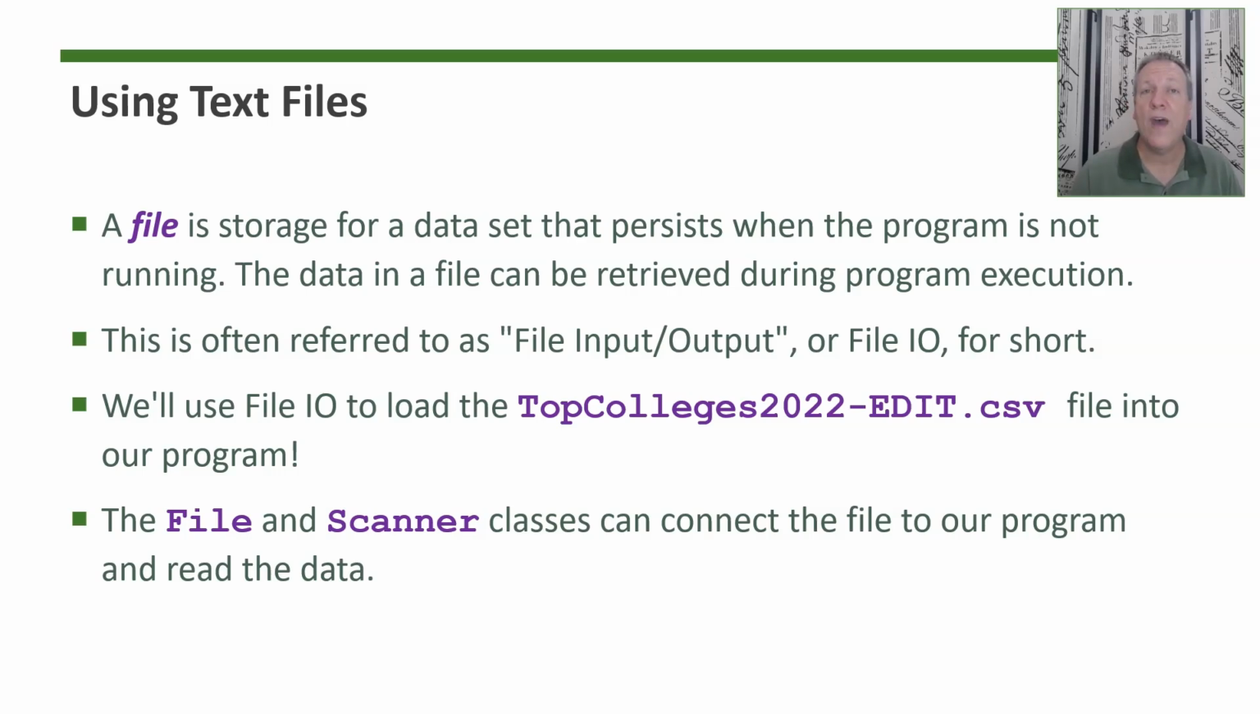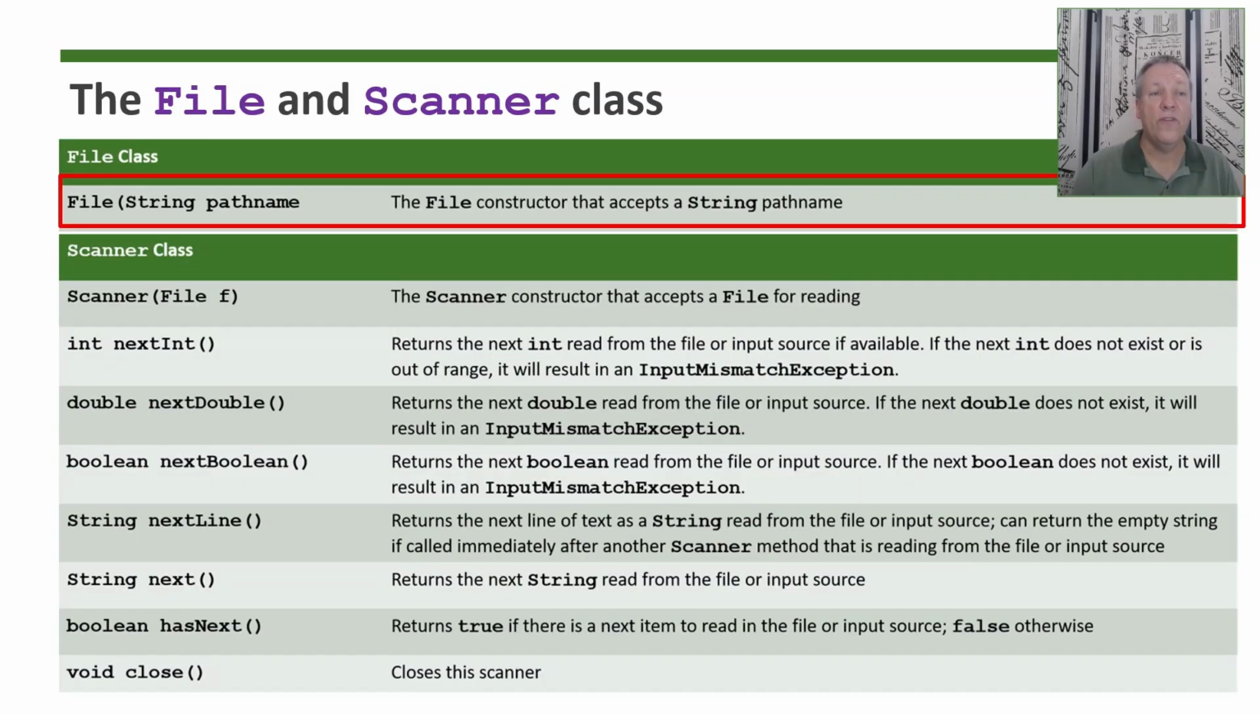So now we're going to use file IO to load the Top Colleges 2022 edited file into our program. And we're going to do that using the File and Scanner classes to allow our program to connect and read that data. Now, these two classes exist on your Java Quick Reference sheet as part of the AP Computer Science A exam, but let's look at these classes here.